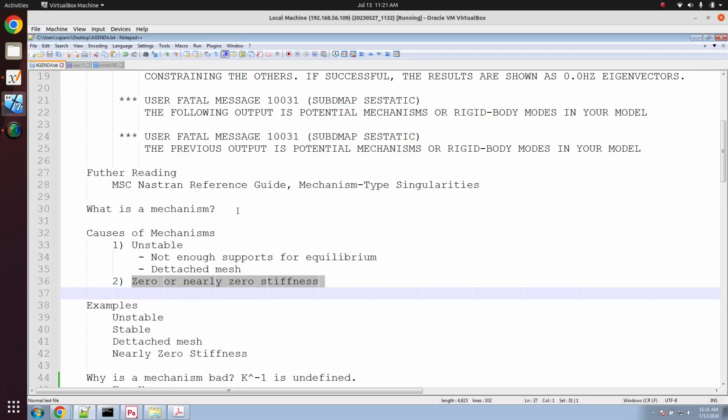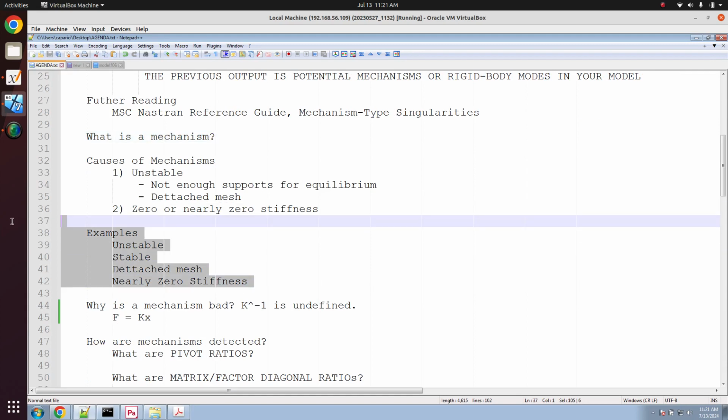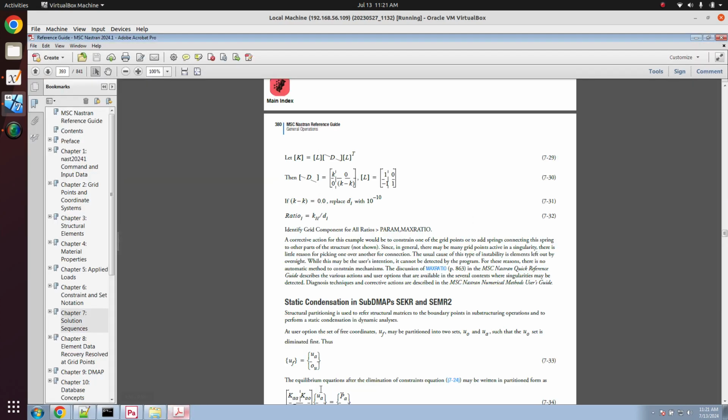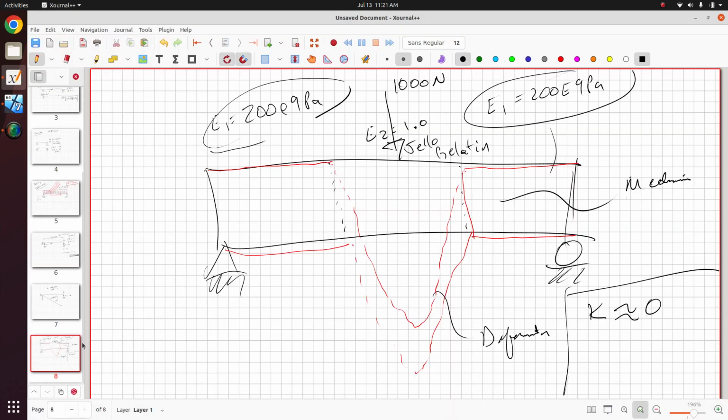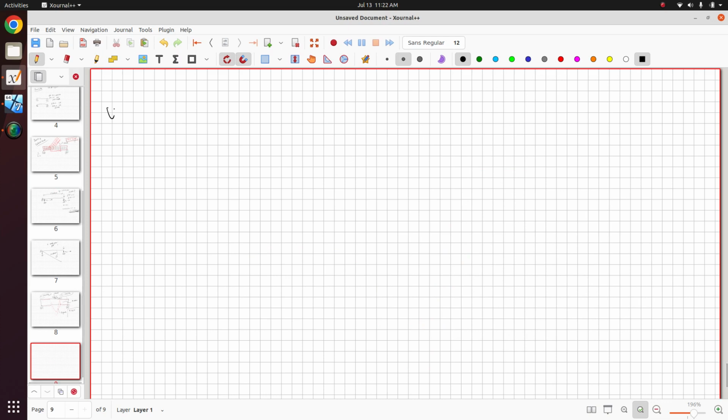Now what I have here are some examples. So let's go ahead and take a look at these examples. In the first example, this is going to be the unstable boundary condition scenarios. So here, unstable.